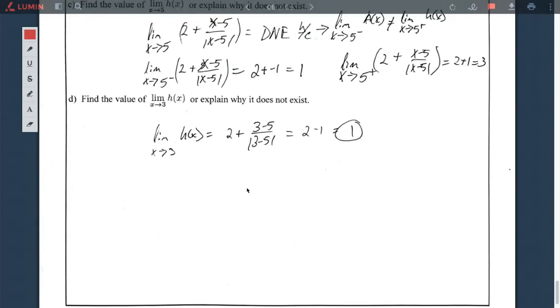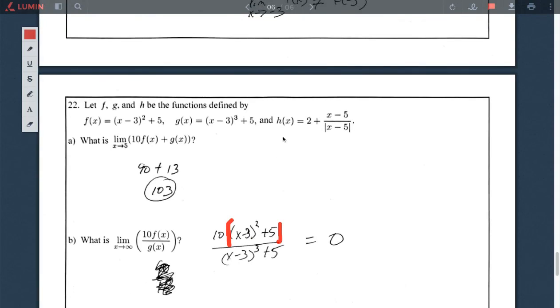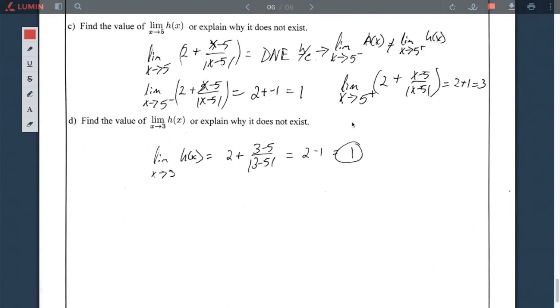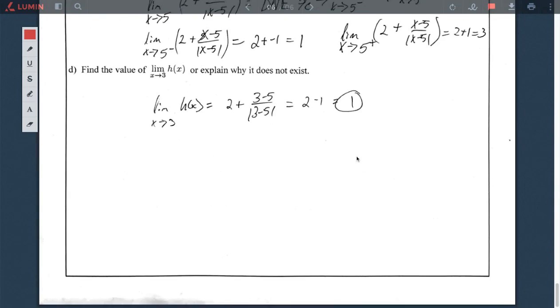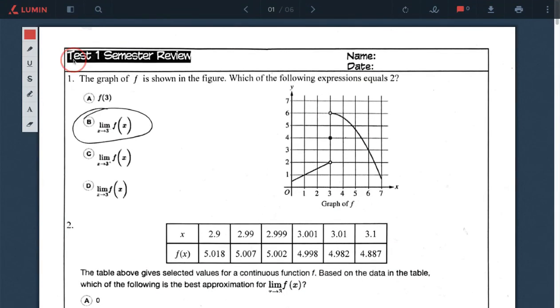And last one, limit as x approaches 3 of h of x. So I plug in 3. So 3 minus 5 gives me a -2 on the top. 3 minus 5, absolute value, gives me a -2 over a +2, which means this is -1. 2 plus a -1, 2 minus 1 gives me 1. So that's my limit. All right, so there is test 1, semester review answers.